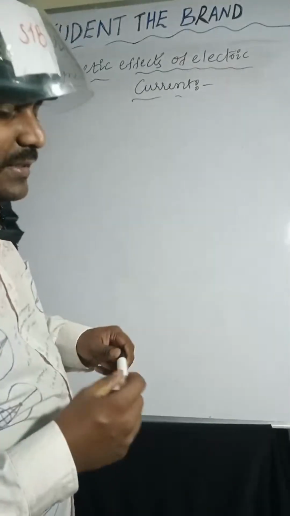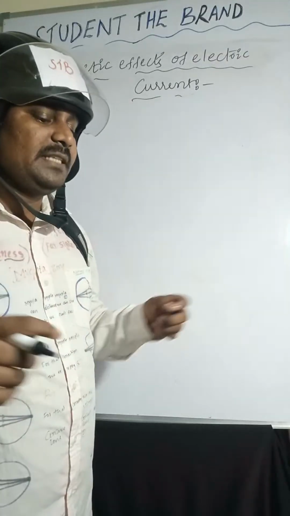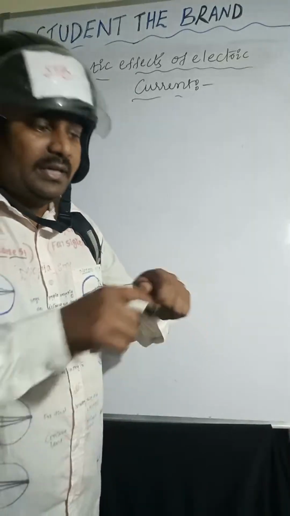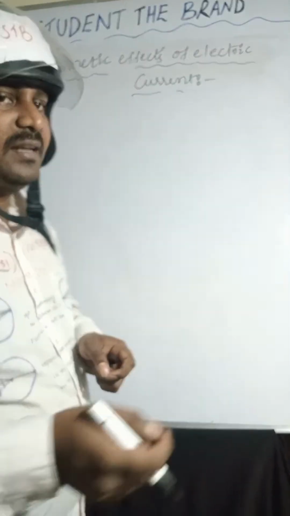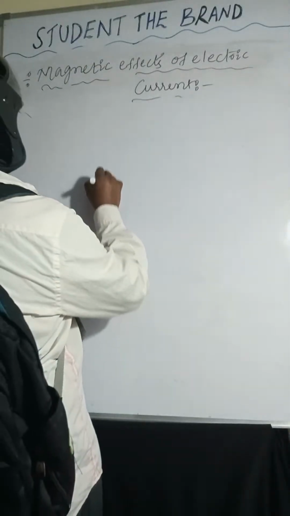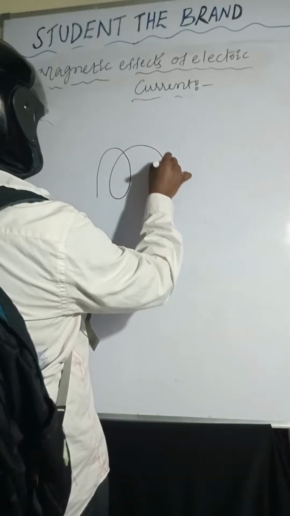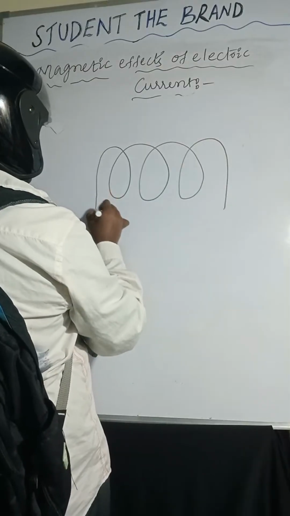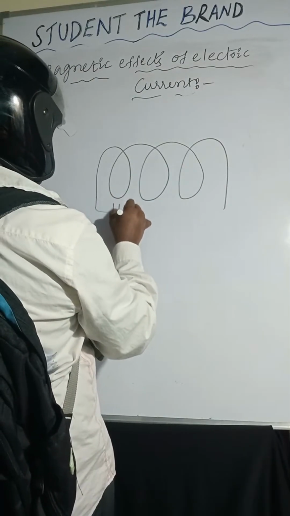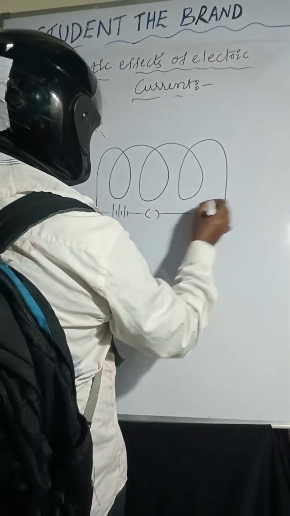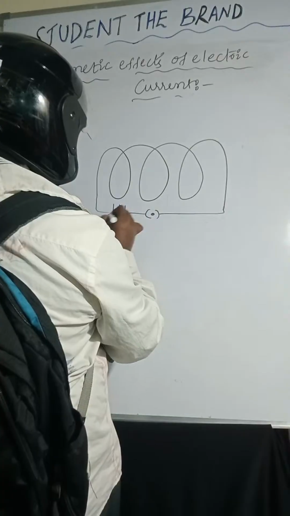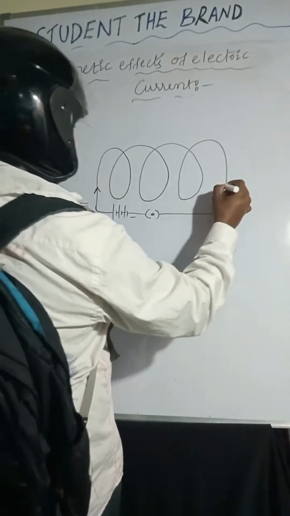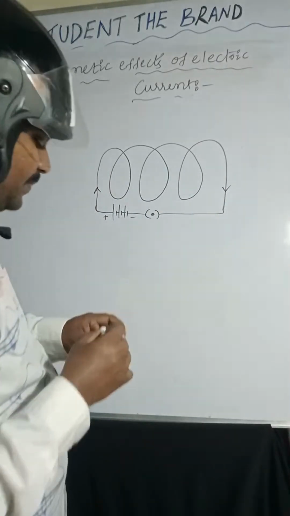Solenoid. A solenoid is nothing but taking a straight wire and wrapping it in the form of a cylindrical shape. So here I'm taking it like this. Okay, so current is passing.